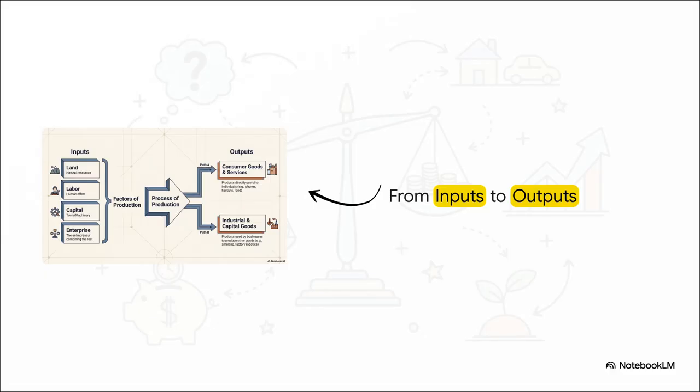When those 4 raw inputs flow directly into the production process, society basically creates 2 types of outputs out the other side. One path yields consumer goods, things for you and me, like smartphones and food.